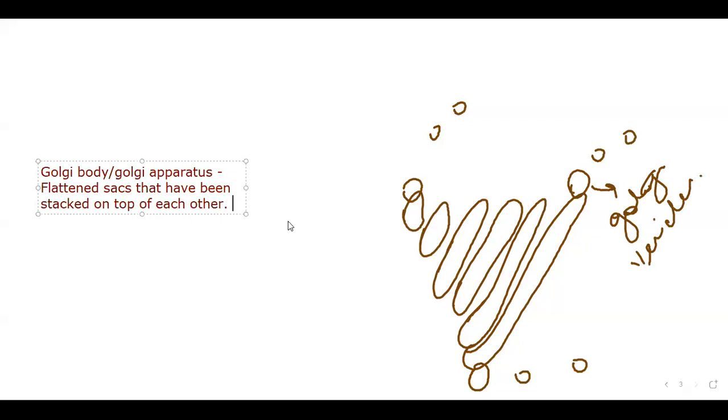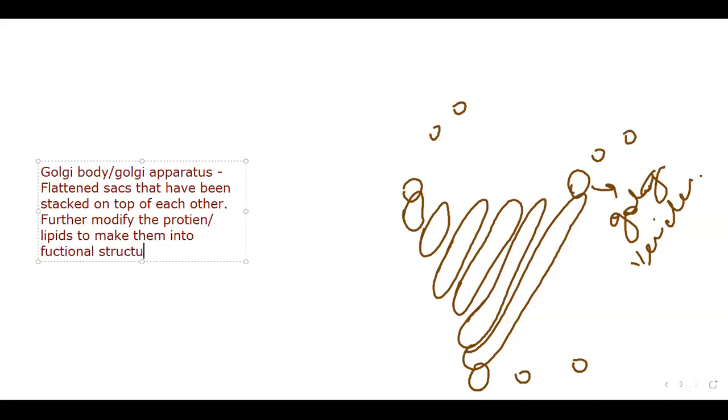Golgi apparatus or Golgi body will further modify the proteins or lipids to make them into functional structures. So endoplasmic reticulum is making the base, doing the basic portion of it. But before it can actually give you a functional hormone, for example, it has to go to Golgi vesicles.